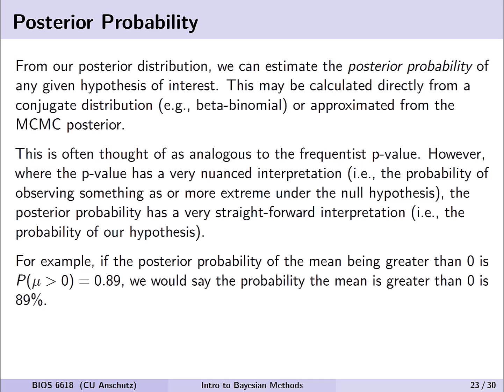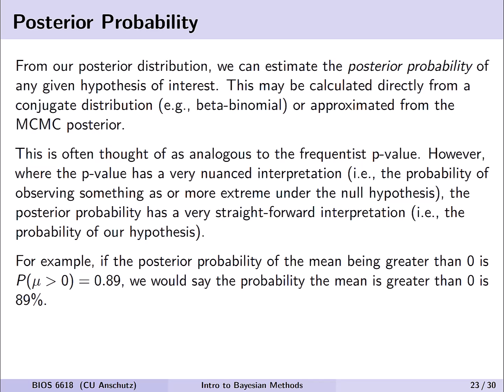Once we have a point estimate, though, we may also be interested in describing the posterior probability. From our posterior distribution, this is actually pretty easy to estimate because we have a distribution, a range of values, that we can derive a probability from. And this can test any given hypothesis of interest. This could either be calculated directly from your conjugate distribution, so for example, that beta binomial model, if you have a binomial likelihood and a beta prior on the probability of an event, or we can approximate it from the MCMC posterior distribution by pooling our chains together.